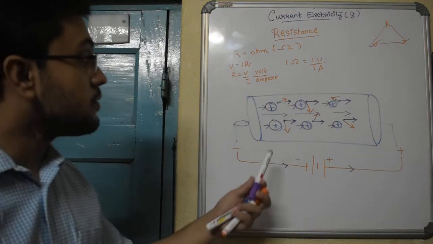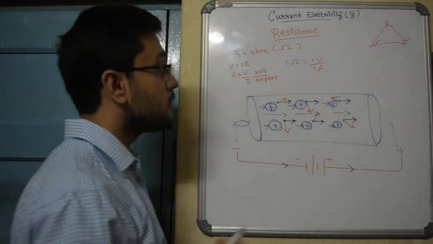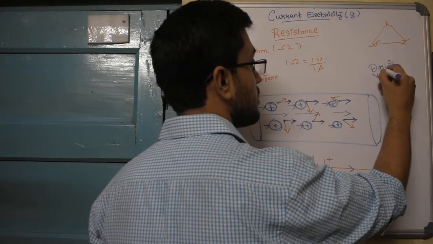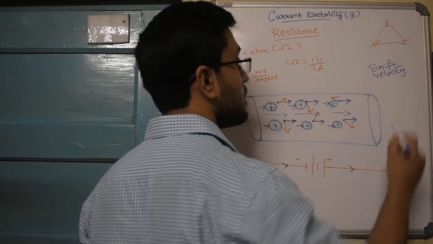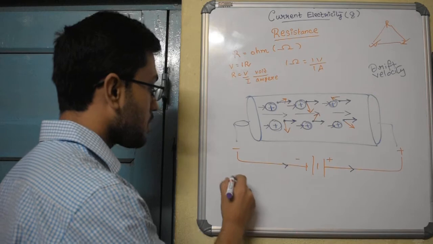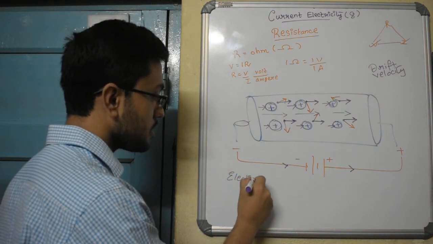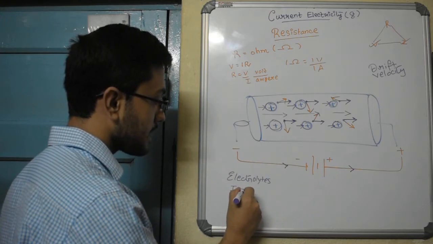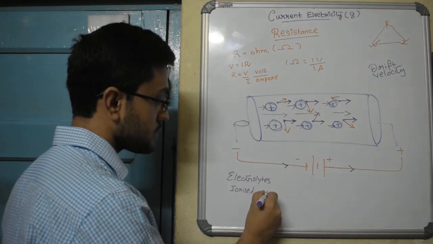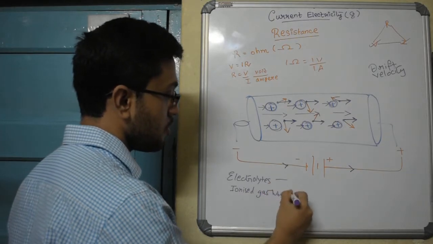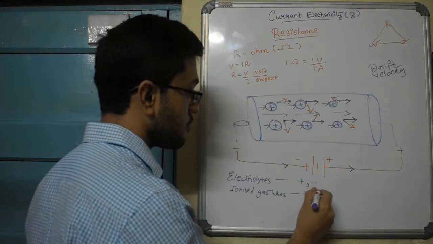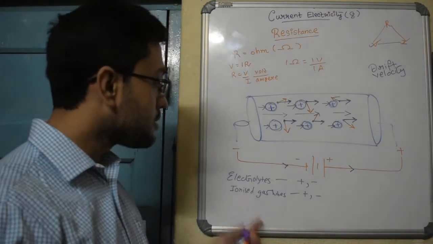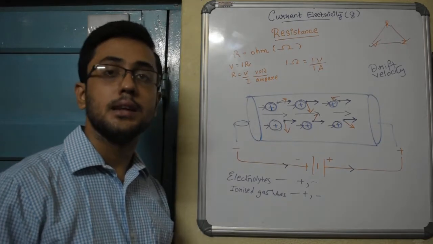And the speed with which these electrons move is known as drift velocity. Remember one thing: if you are talking about electrolytic solutions like electrolytes, or about ionized gas tubes like the vacuum gas tubes, in those cases both positive and negative charges move. In electrolytes, cations move towards the cathode, anions move towards the anode. Similarly, in the ionized gas tubes, cations and anions both move.